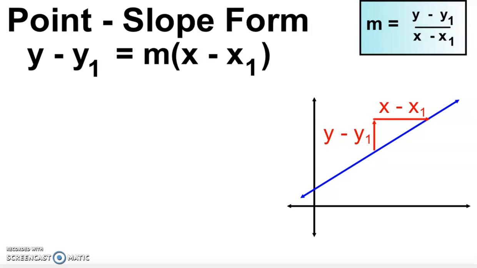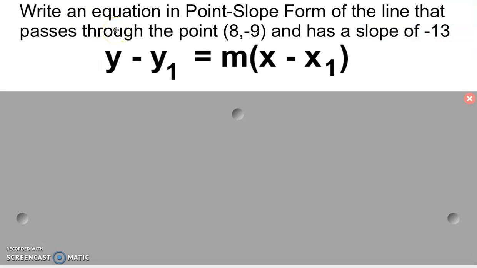All right, point slope. Point slope is in the format of y minus y sub 1 equals m times x minus x sub 1. So let's take a look at putting an equation in point slope form. In this case, the line passes through the point (8, -9) and has a slope of -13. So my slope is -13, which is going to go here. Okay. And my y is -9. And my x is 8.